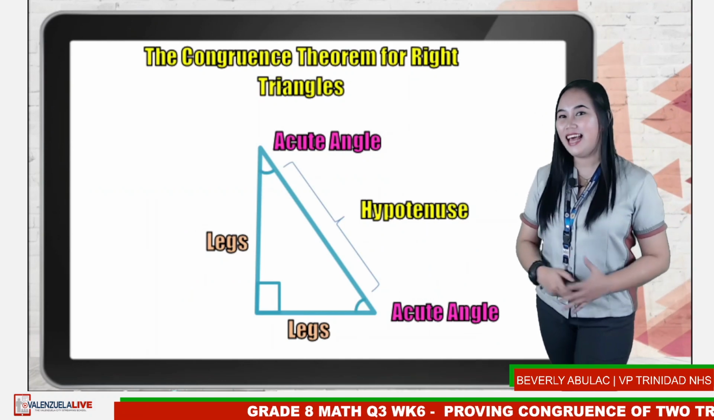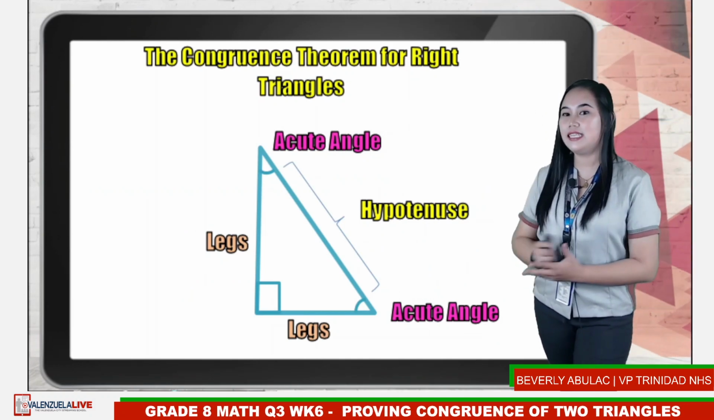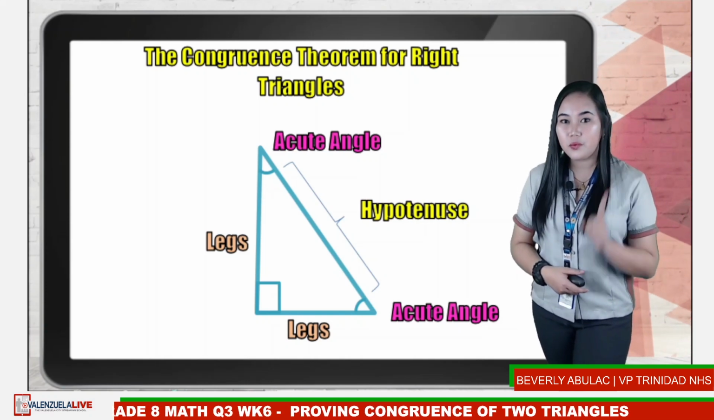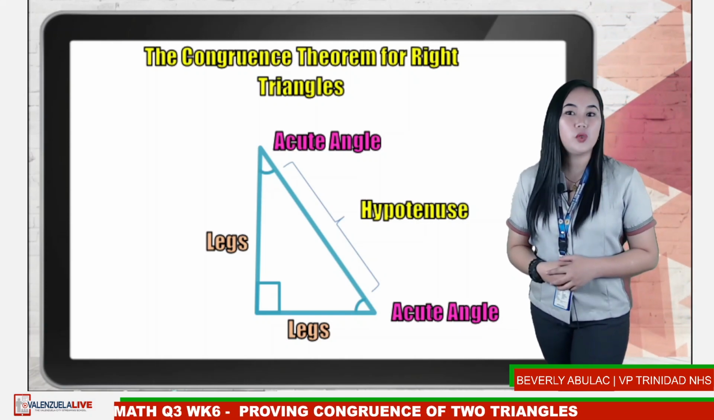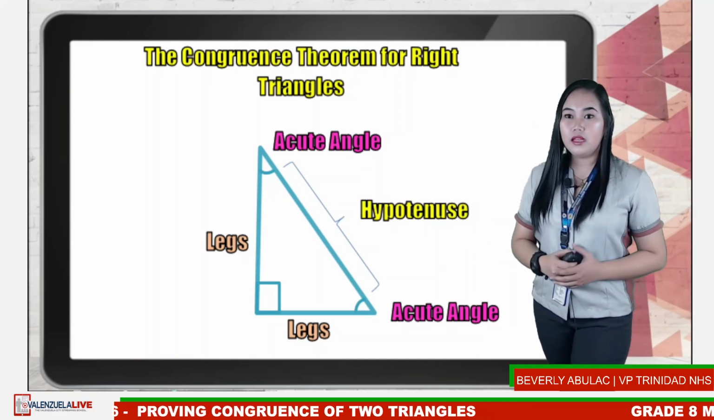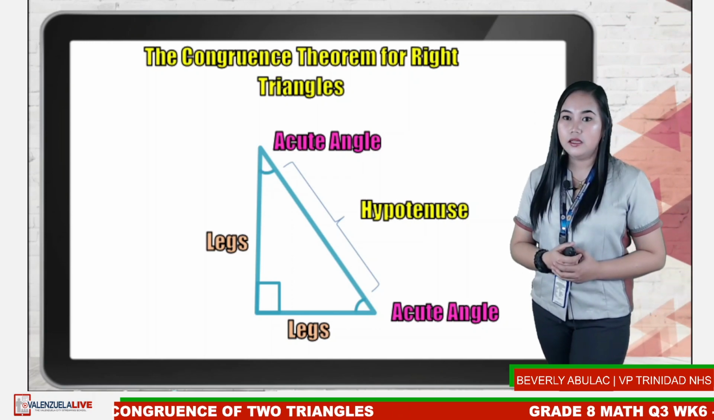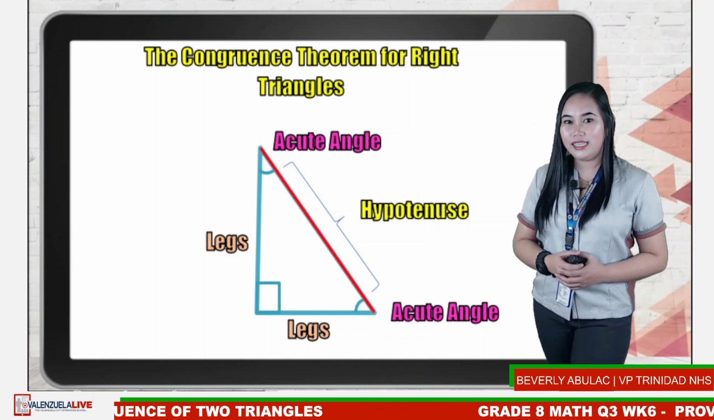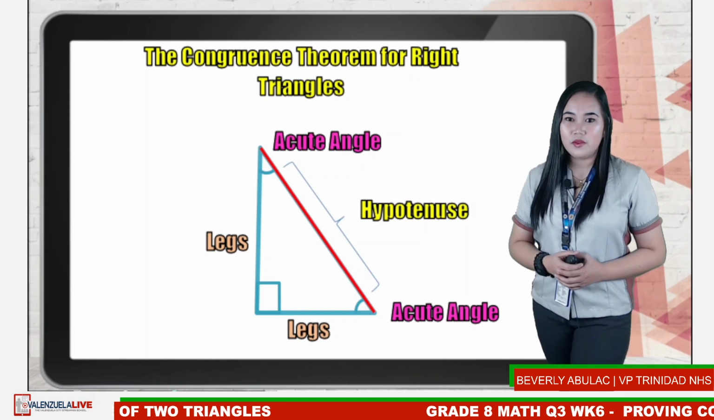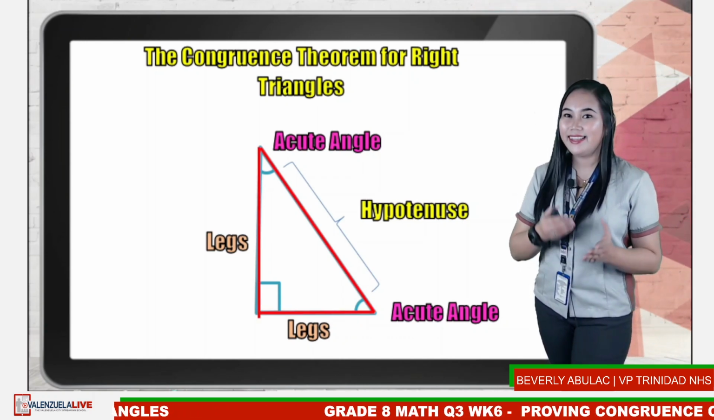Let us first identify the parts of a right triangle. A right triangle is a triangle that has one right angle. We know that the triangle has 3 sides. Notice in the picture that there is a side across from the right angle. This side is called the hypotenuse of the right triangle. Then the other 2 sides are called the legs.